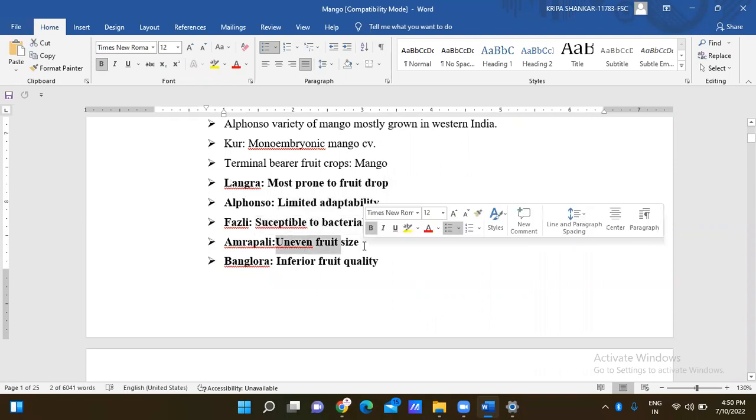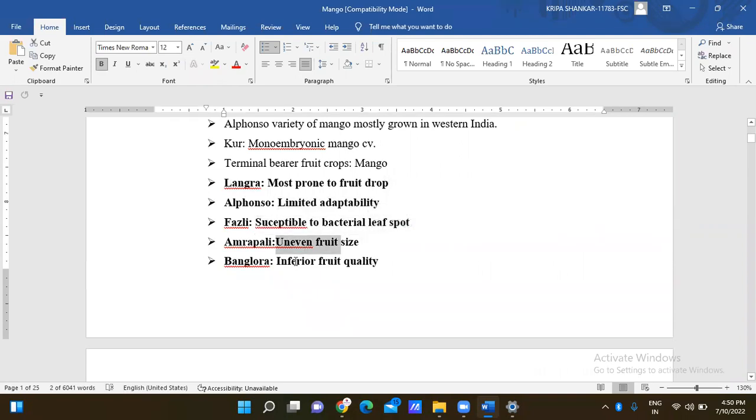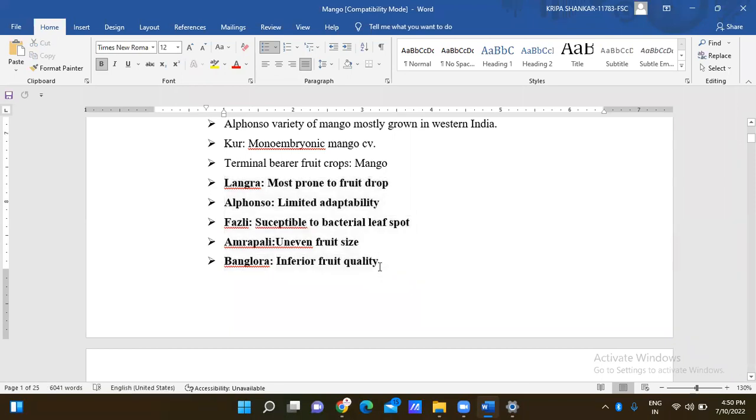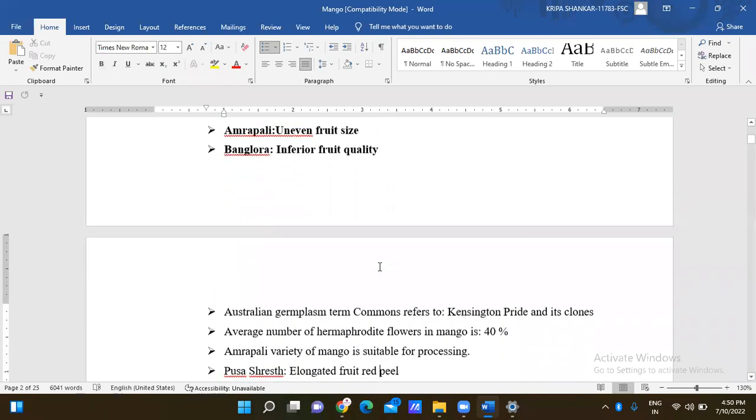Amrapali sometimes has uneven fruit size. Then Bangalora has inferior fruit quality. These are some of the disadvantages, or you can say the characters which are not useful in a particular variety. That question was there in matching, so you should take care of those things. Instead of reading only the good characters, you have to know about the inferior characters of that particular variety, which sometimes they used to ask.